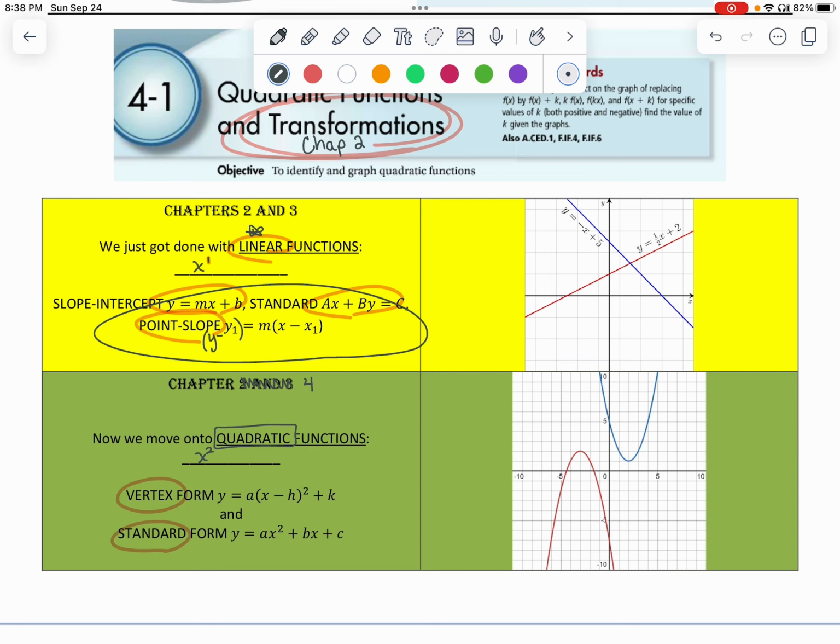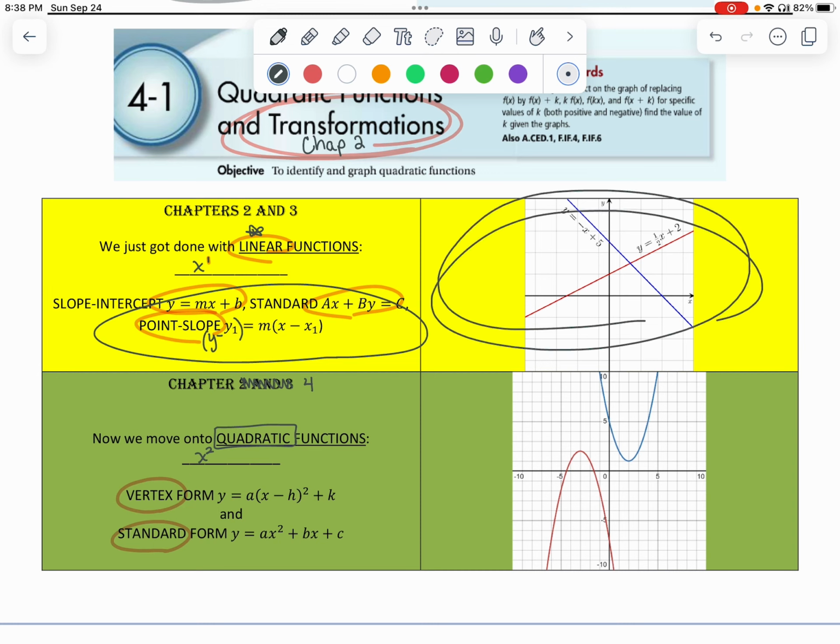Chapter 2 and chapter 3, so linear functions make straight lines on the graph. Quadratic functions, those are those U shapes you see. Now you may have gone over this briefly in Algebra 1. You may have spent a whole chapter in it in Algebra 1, depending on what class you were in. But really, quadratic functions are purely an Algebra 2 topic. So we're really going to take time and talk about them for at least 9 days of class. Okay, so quadratic functions are going to have this U shape instead of a straight line shape.